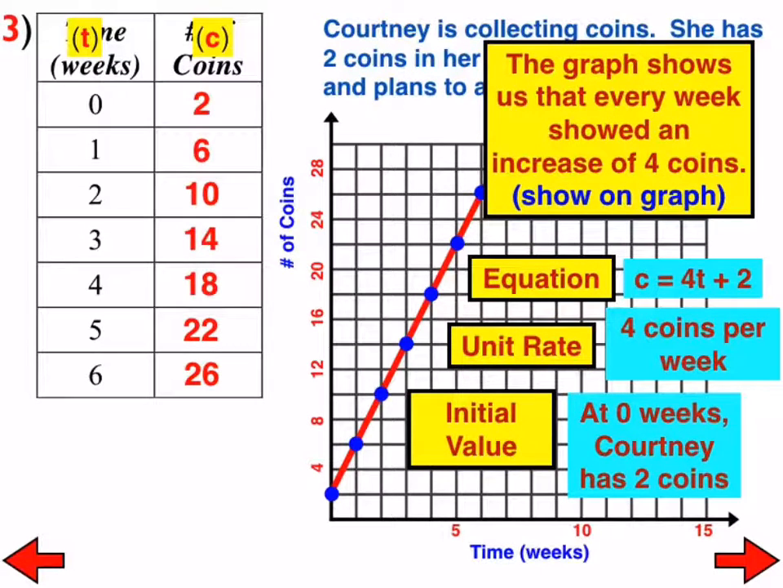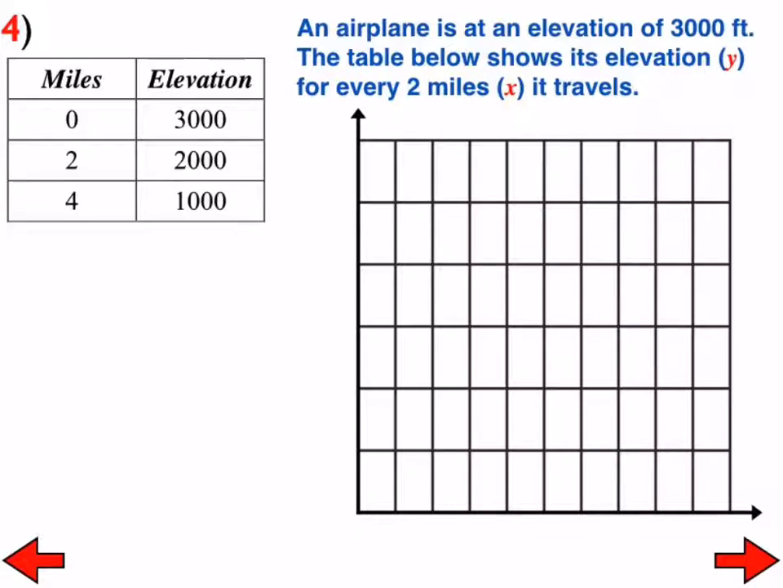All right, let's go to number 4. Number 4, I filled out the table for you. So number 4, an airplane is at an elevation of 3,000 feet. The table below shows its elevation for every 2 miles that it travels. So its height in the sky compared to how many miles it travels.